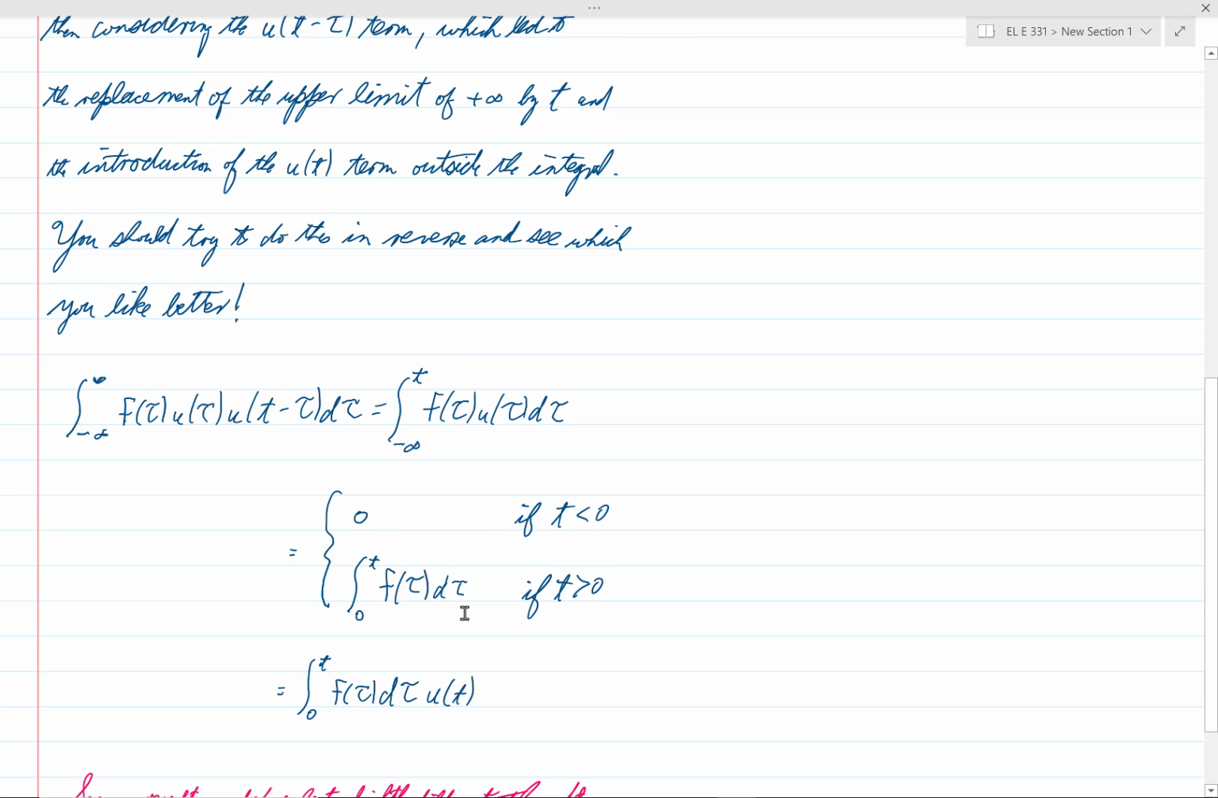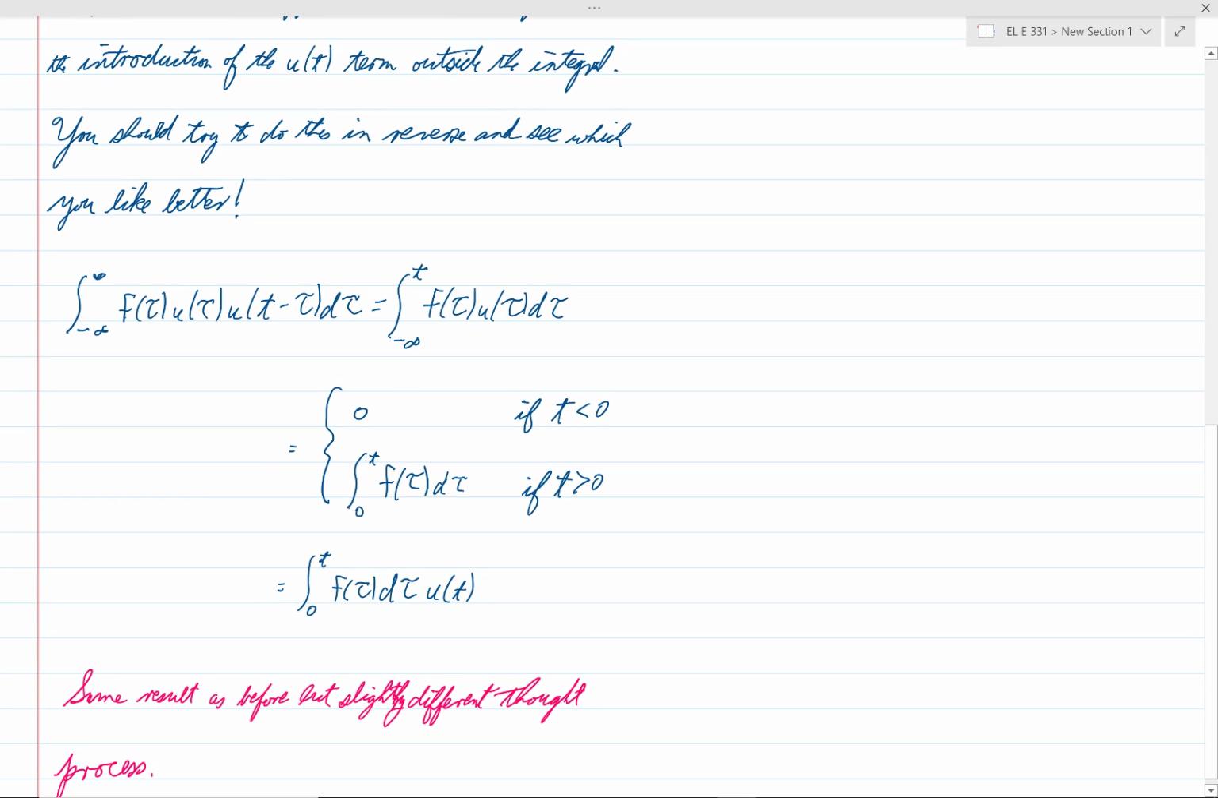But either way, you conclude then that this original integral can be written like this, which is, of course, exactly what we had before. So obviously we come up with the same result, but it's a slightly different thought process in evaluating it in this second way. So I just wanted to make a brief remark about that for you to think about and see which way you like better.